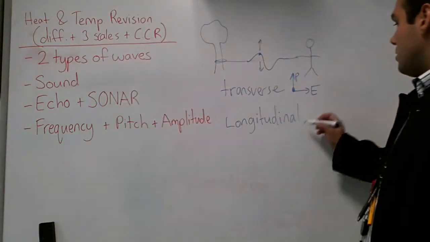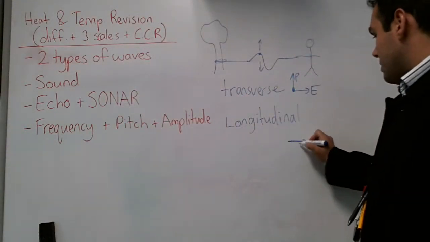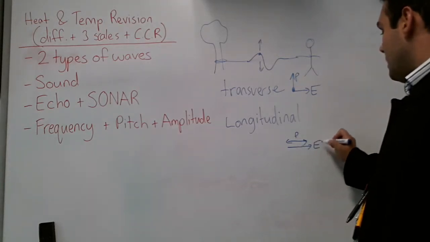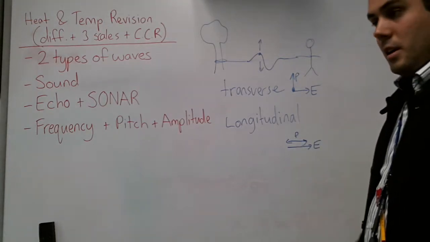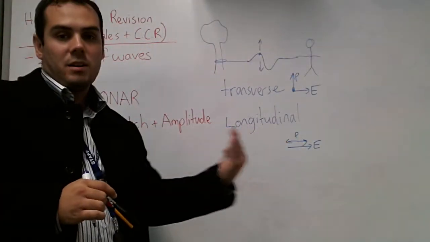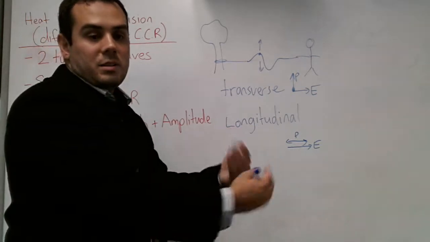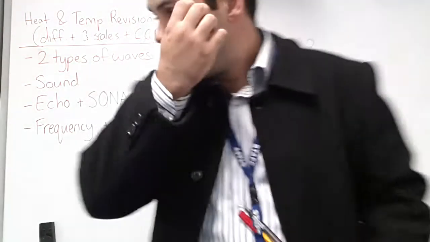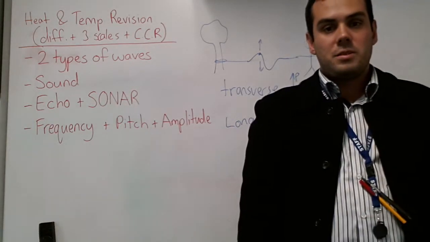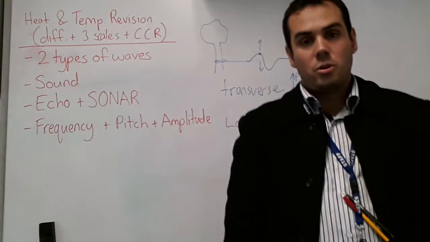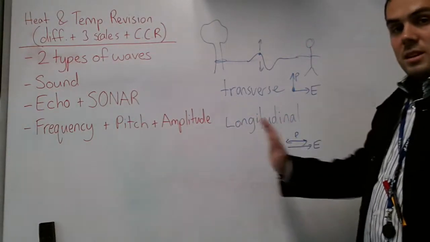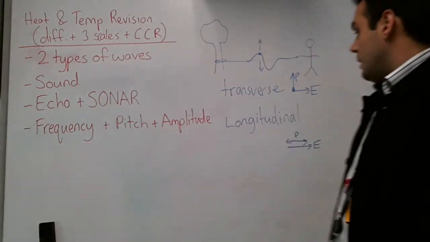Basically, longitudinal means the direction of the particles is parallel to the direction of energy. So if there's an energy flow in this direction, then the particles are actually moving like this to pass it on, like dominoes. There's a flow of energy, and the only direction that dominoes move is that way, not up or down. Up or down would be transverse.